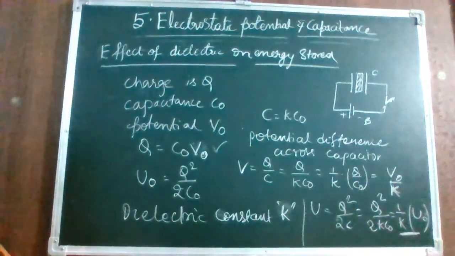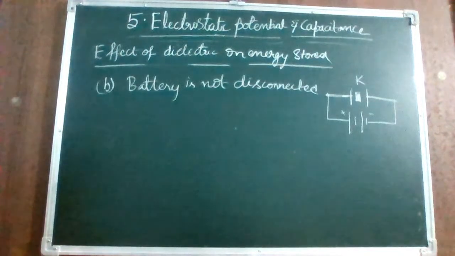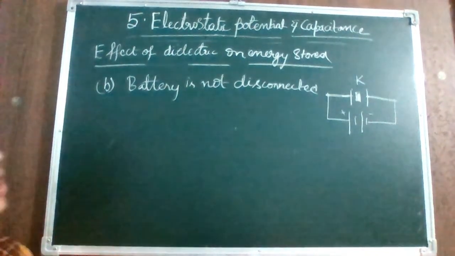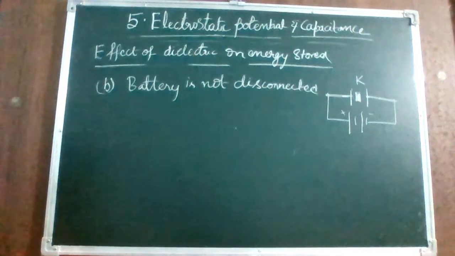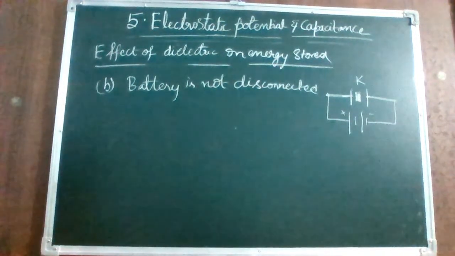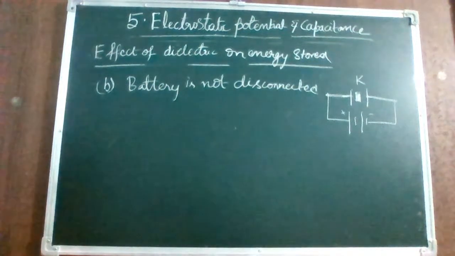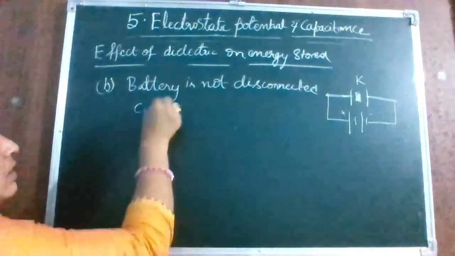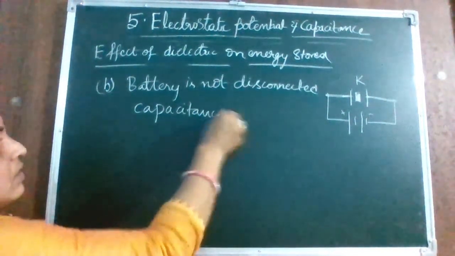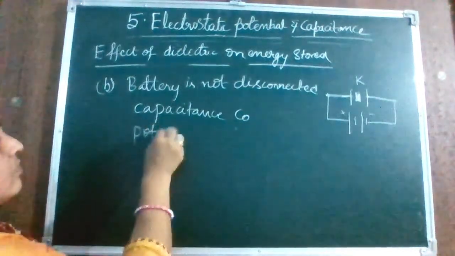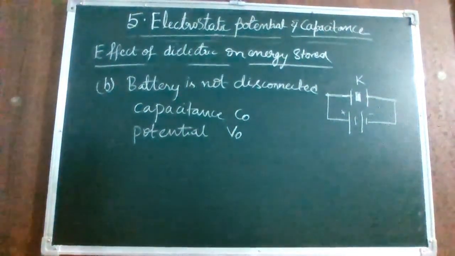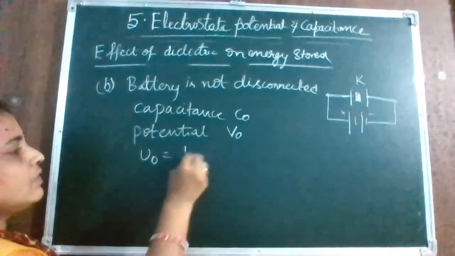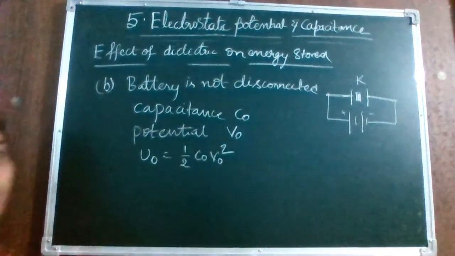And the next one is, now if the battery is not disconnected, and a dielectric is introduced, what happens? If the battery is connected, the capacitor will be charged by the battery, and it will have some capacitance C naught and potential difference V naught. And the energy stored will be U naught is equal to half C naught V naught square.